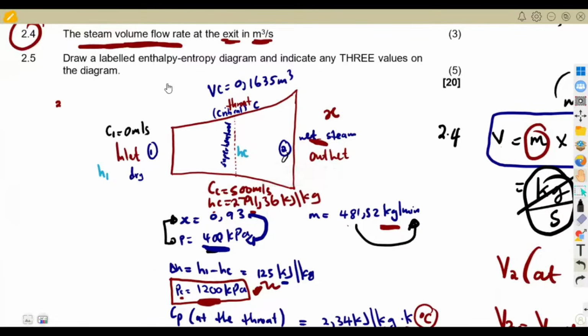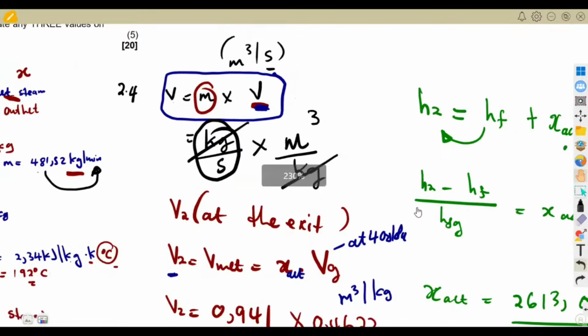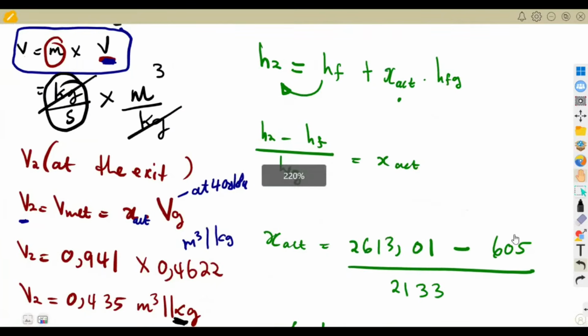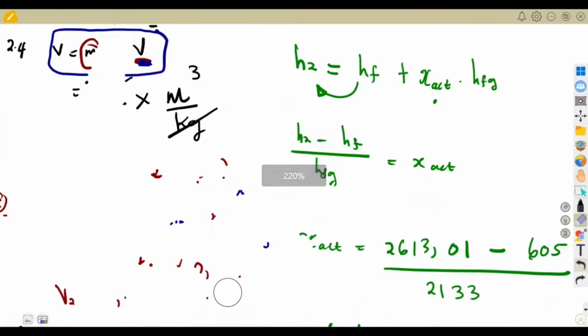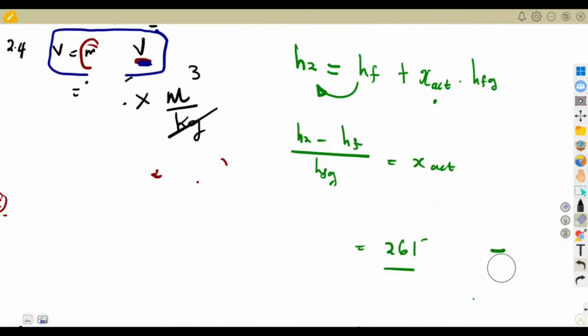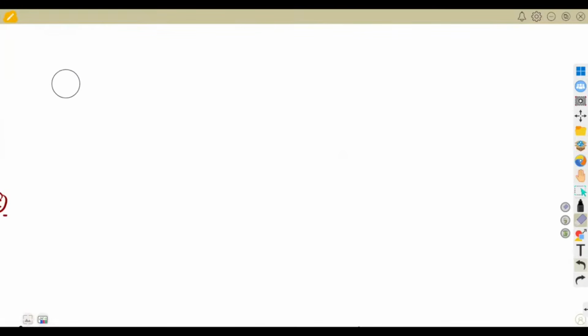So we've got the enthalpy entropy diagram, and indicate any three values on the diagram, for the enthalpy entropy. All right, so let us just try to have a sketch of this here. Our enthalpy entropy diagram is supposed to be of this nature. I'm just going to have a sketch. I just hope you still remember some of the values, because we're going to need some of the values that we calculated before, since we're talking about the enthalpy. We calculated our enthalpy there. All right, no problem. Let me just show you guys a sketch of this.